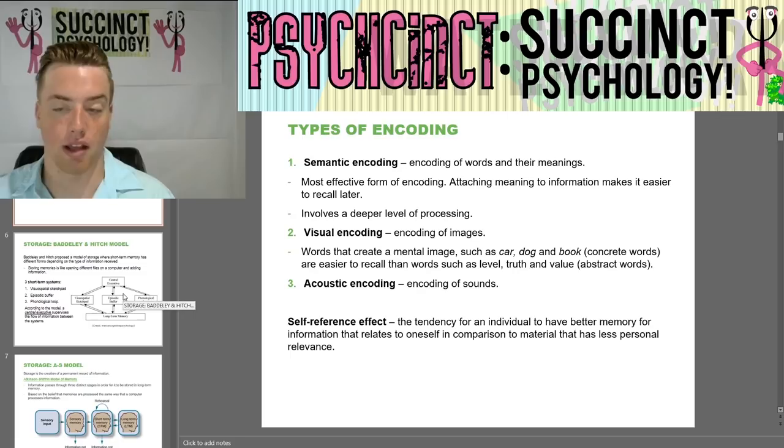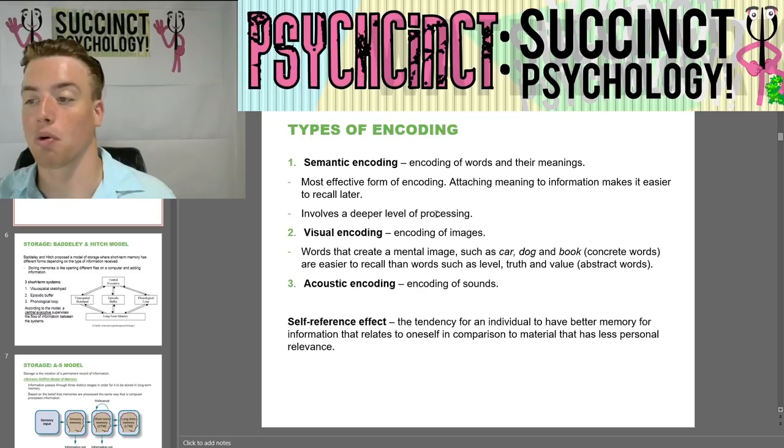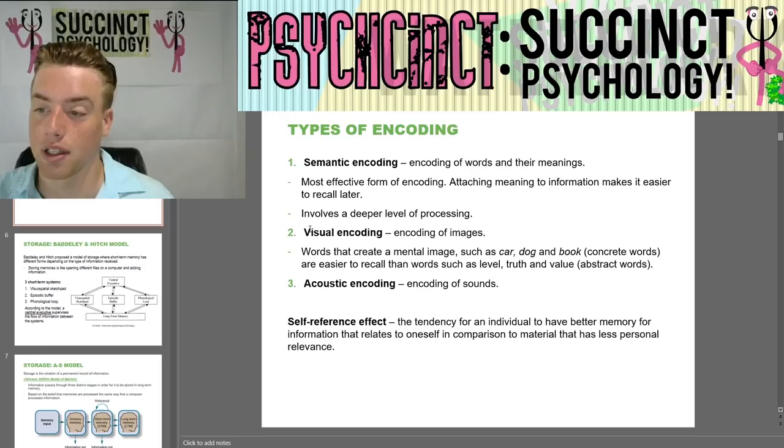We have semantic encoding, which is encoding of words and their meanings. It is the most effective form of encoding. Attaching meaning to information makes it easier to recall later, and it involves a deeper level of processing.